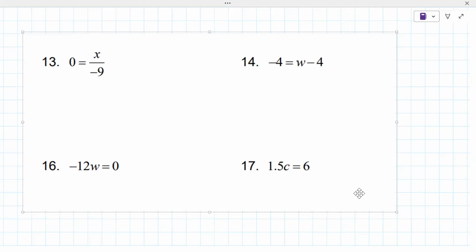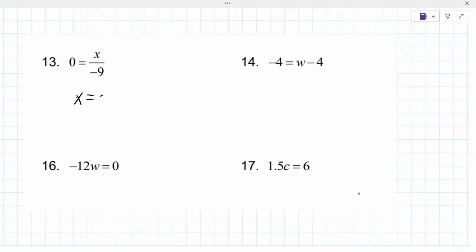Okay, so 0 equals x equals 0. That is correct. Keep going. Negative 4 equals 4, 4, 4, 0. So w equals 0.